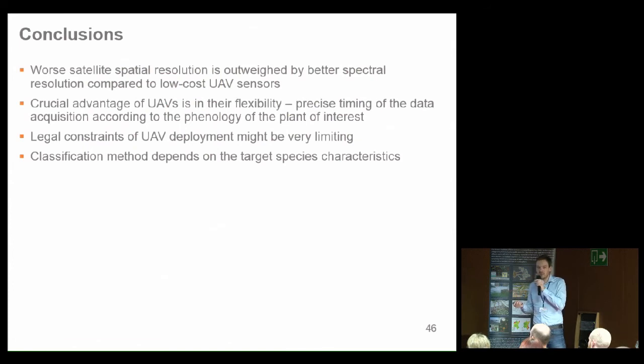They also have a better spatial resolution, but that's outweighed by worse spectral resolution. So we found that for our species that's not a big advantage towards UAVs.